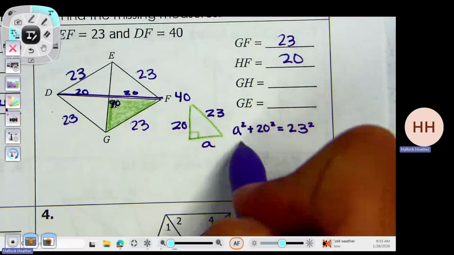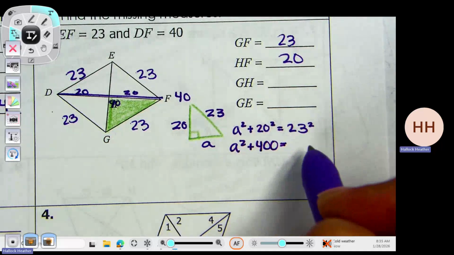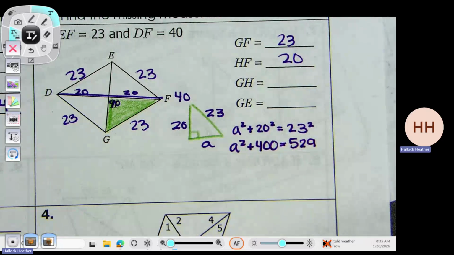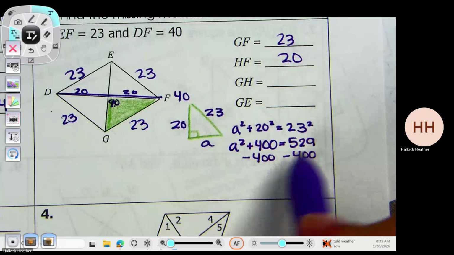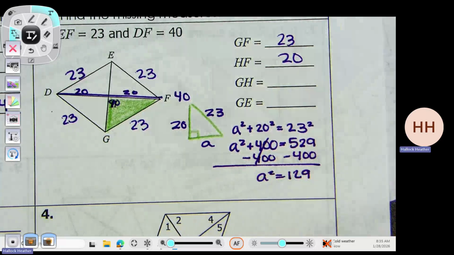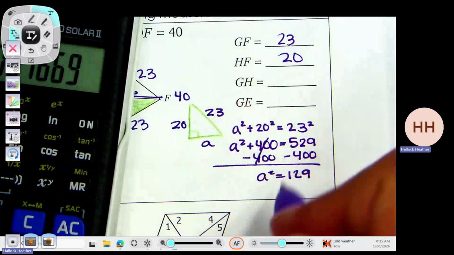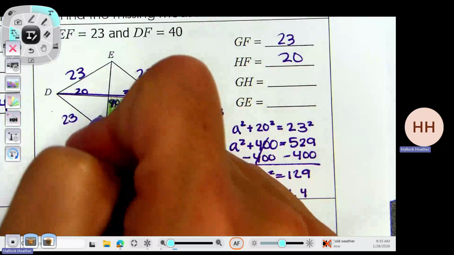How much is 20 squared? 400. How much is 23 squared? 529. This one I have to minus it. So I minus 400. So A squared equals 129. What'd you get? 11.4. So 11.4 is this piece.